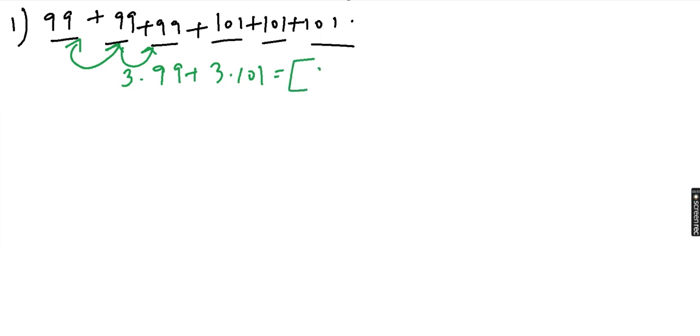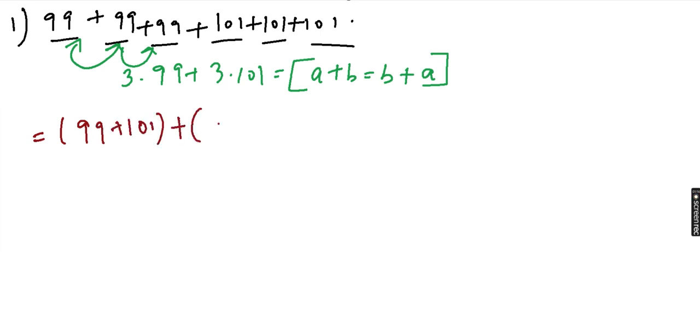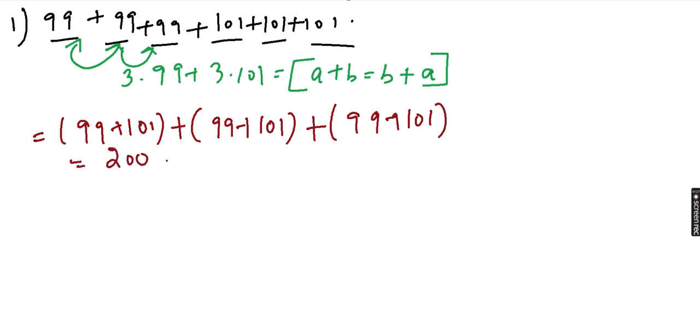So what does the commutative property say? A plus B is equal to B plus A. So whenever you have any addition, you can just group the numbers and add so that the addition becomes simpler. Let's try to do it. So we will try to group the numbers: 99 plus 101 plus 99 plus 101 plus 99 plus 101. So you can see here I have grouped 99 and 101. The reason is because once you add these numbers, the answer is going to be 200, right?